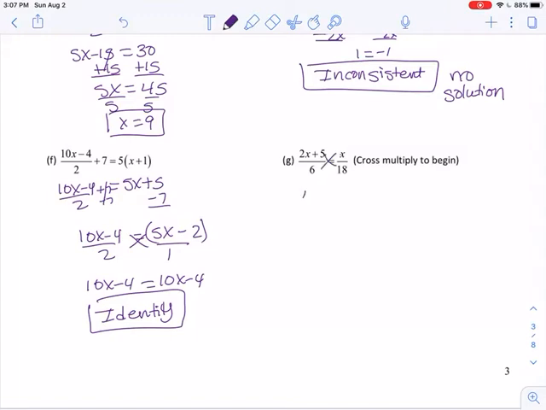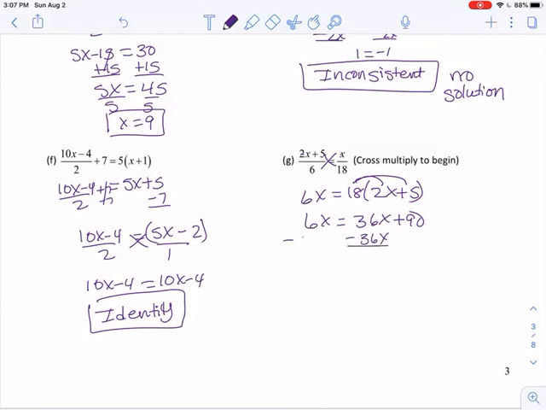And then G, obviously I'm going to cross multiply. 6 times x is 6x. 18 times 2x. Well, maybe I'll do this so you can see. I'm multiplying 18 times that whole thing. So that gives me 36x plus 90, because I'm distributing that 18 to everything inside.